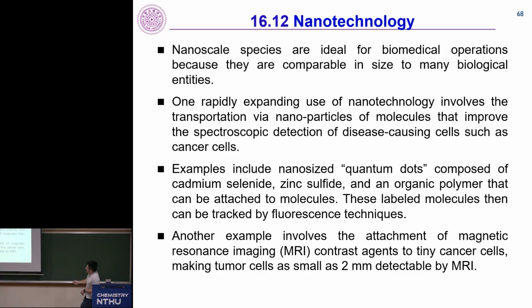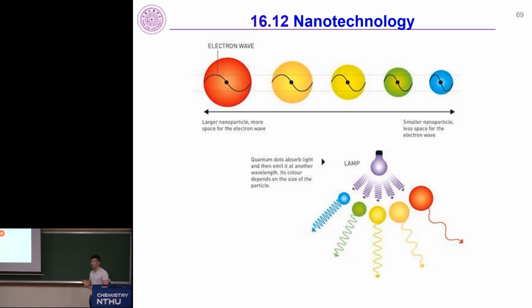Quantum dots, right? These are nano-sized dots that you basically cut smaller and smaller, composed of cadmium selenide, zinc sulfides, and organic polymers attached to the molecule. And why is this important? Because something really interesting happens when you cut things smaller and smaller, that is, they change color. So you can imagine, if you have a piece of solid, it's red.